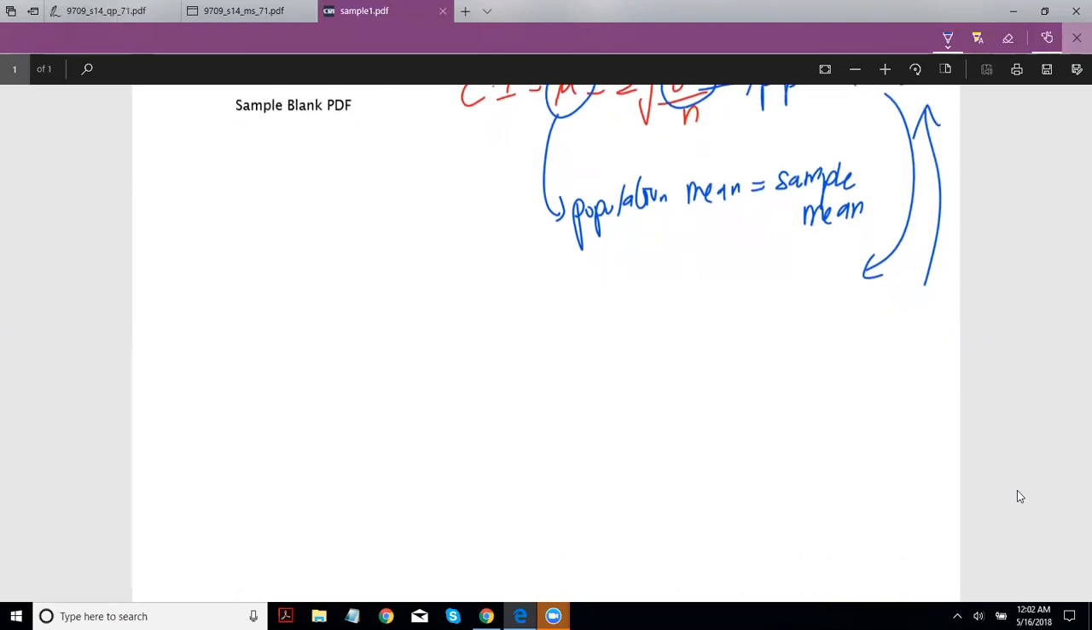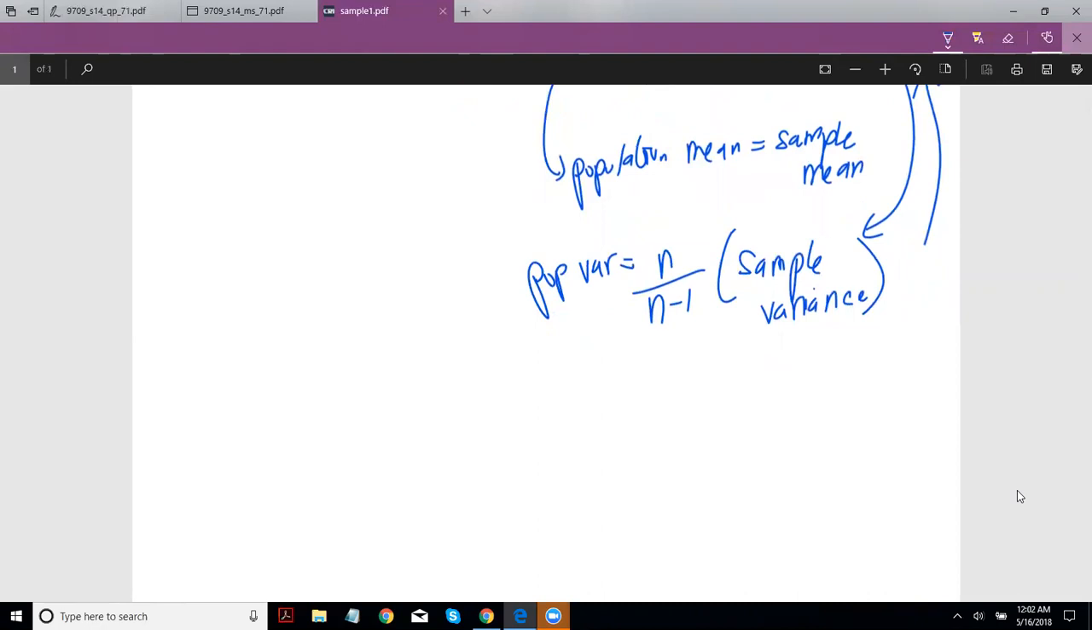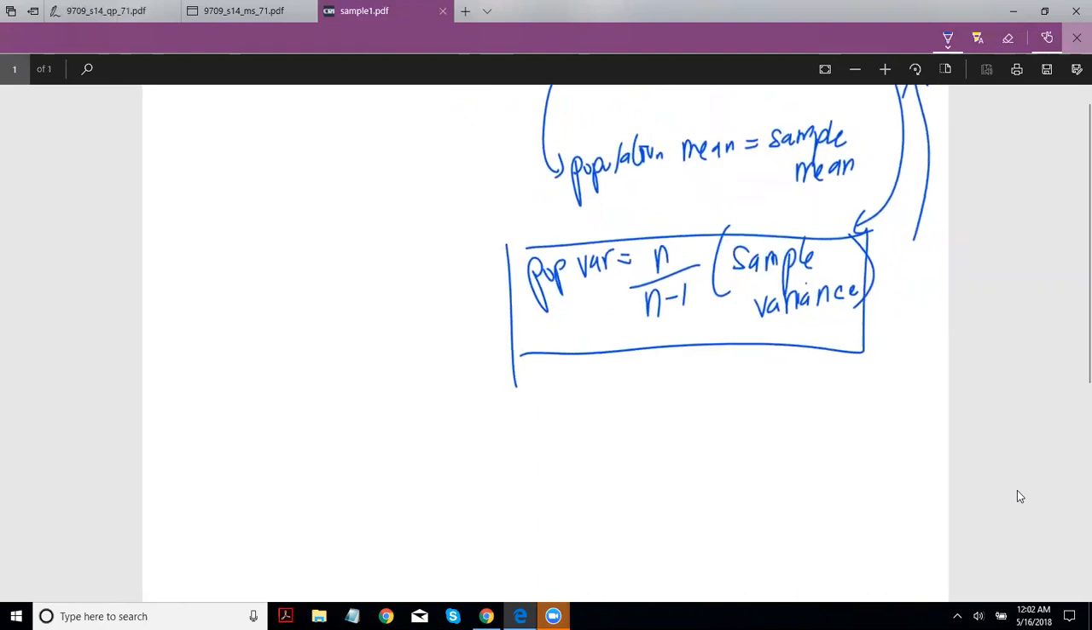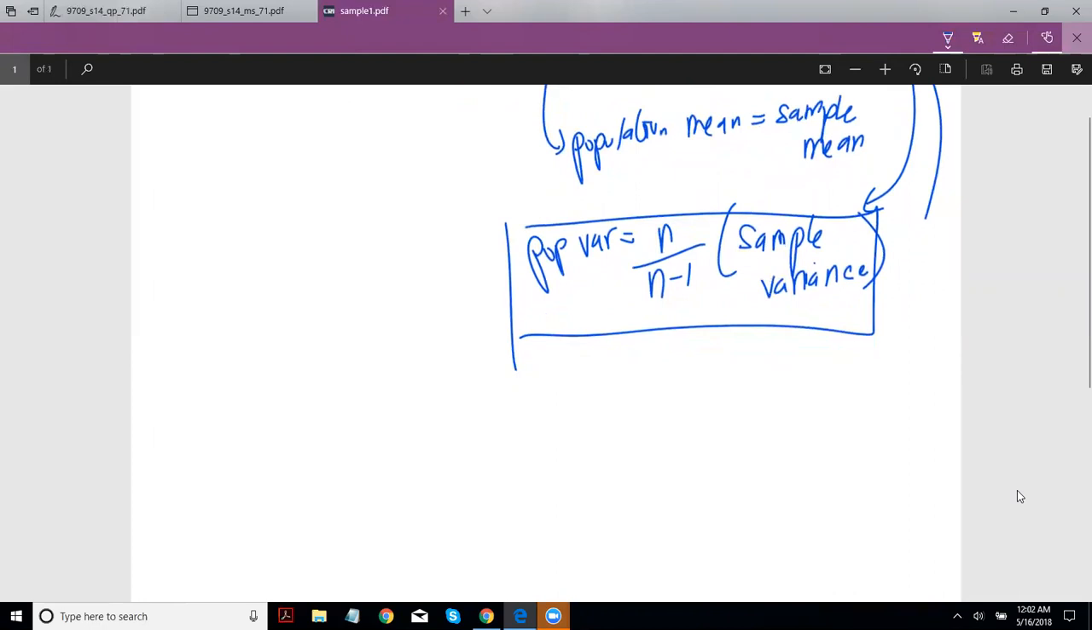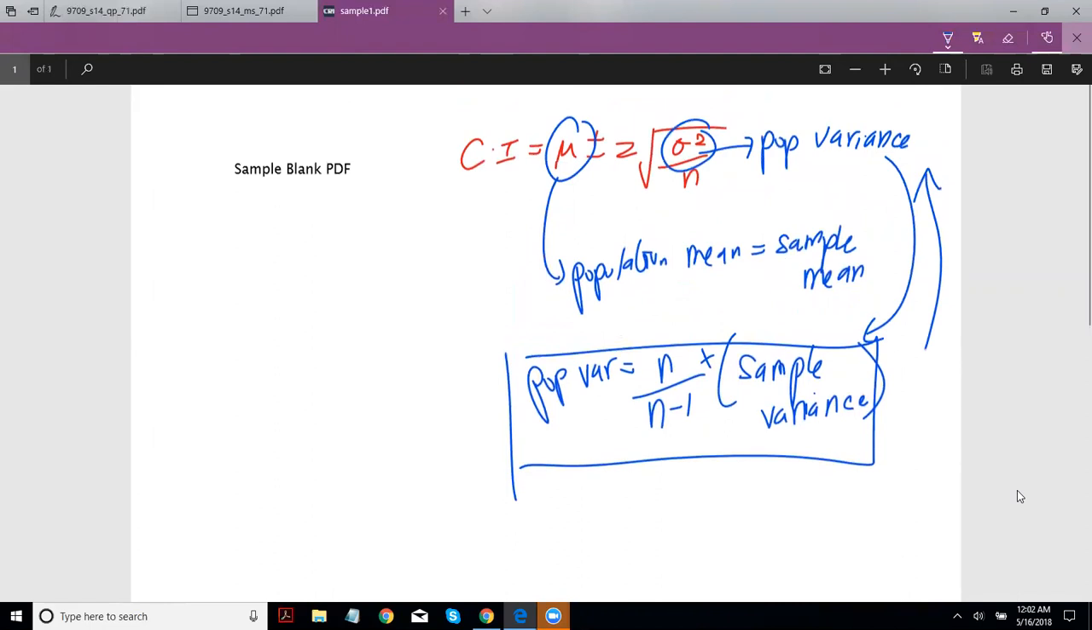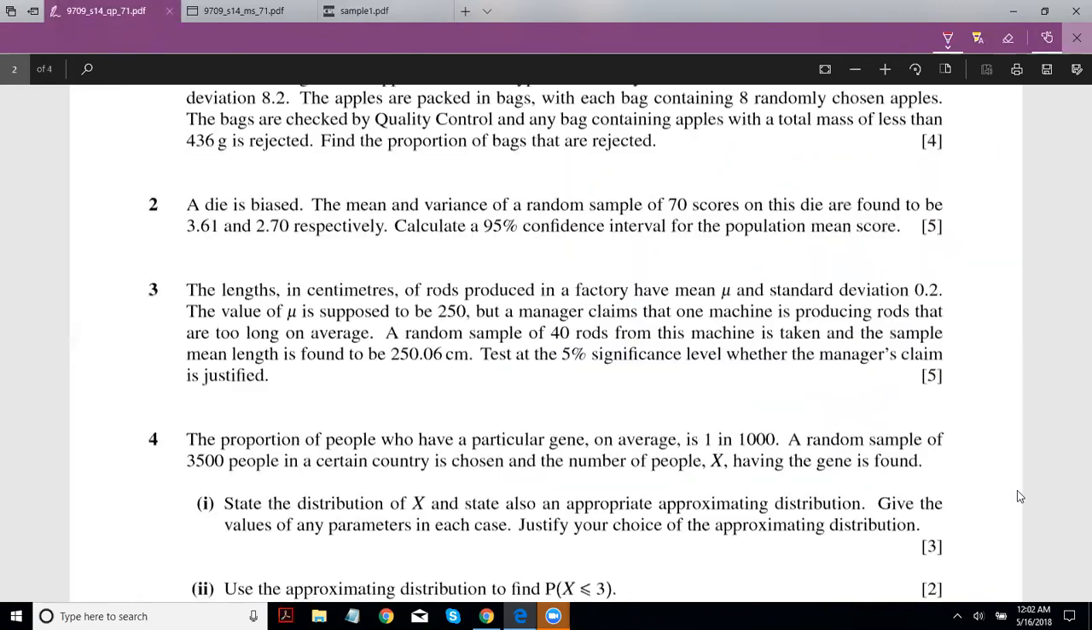And again, if you remember, your population variance is n upon n minus 1 into sample variance. A rearranged version of this formula can be found in your MF9 table. However, this particular version isn't there, so just remember it: n upon n minus 1 into sample variance gives you your population variance, and only your population variance can be used in the equation that we have here for your confidence interval. Now let's read the question.